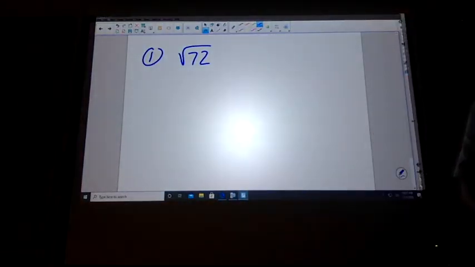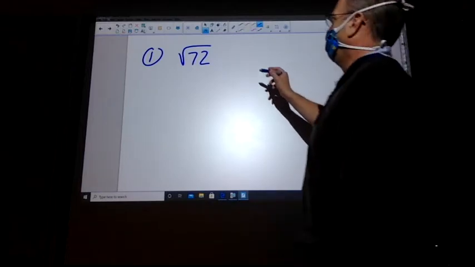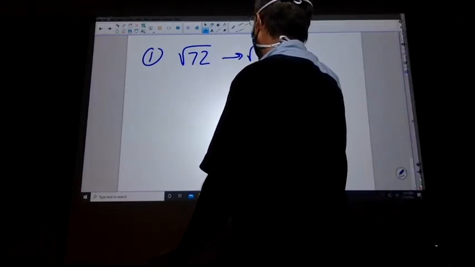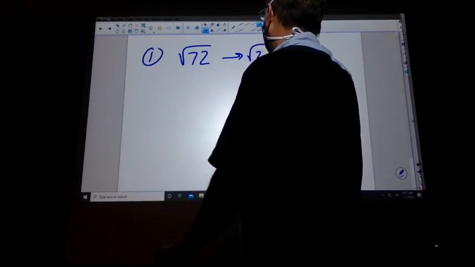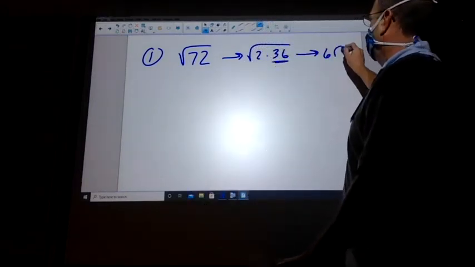Perfect square that works with 72? 36, good. Now some of you might be going, what about 8 and 9? Well, 8 has 4 as a perfect square in it as well, right? So you want to pick the 36. So break this down to 2 times this. Take the square root of 36, so I'll get 6 root 2.